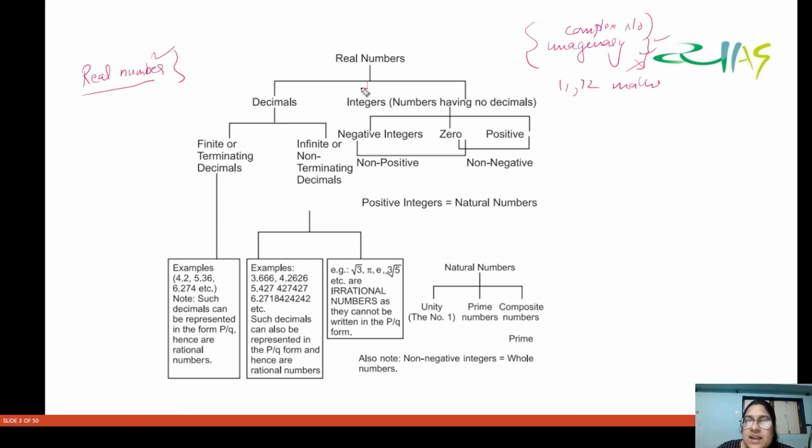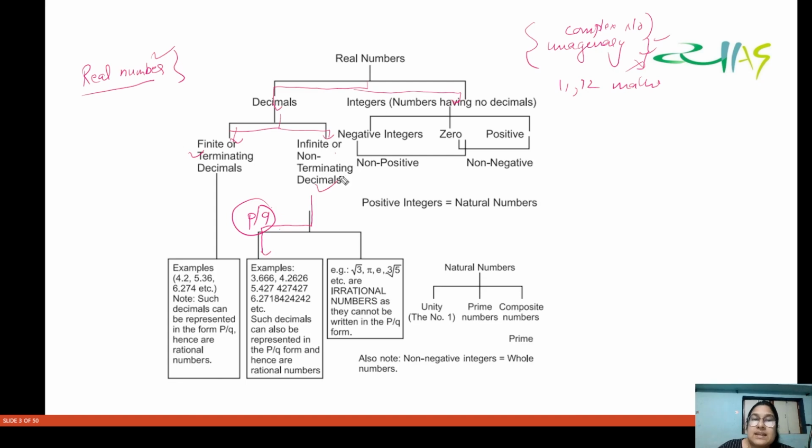Now see, real numbers can basically be divided into decimals and integers. And decimals, as we saw last class, can be finite or terminating decimals, and then they can be infinite or non-terminating decimals. And these infinite and non-terminating decimals can also be written in the form of P and Q.